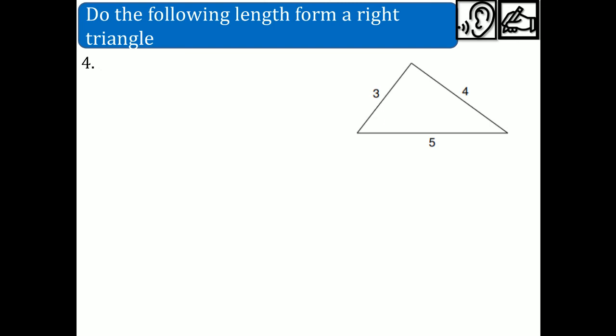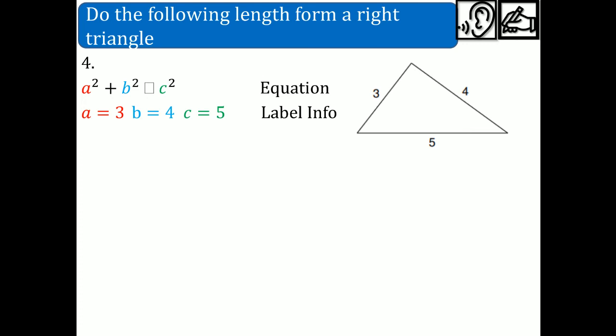Next, number 4. Do the following lengths form a right triangle? A squared plus B squared, box, C squared. Your values here are 3, 4, and 5. A equals 3, B equals 4, C equals 5. Please understand that C is always the longest side. Some of you already noticed that you've seen these numbers before. 3, 4, 5. You should already have an intuition that this is a right triangle.